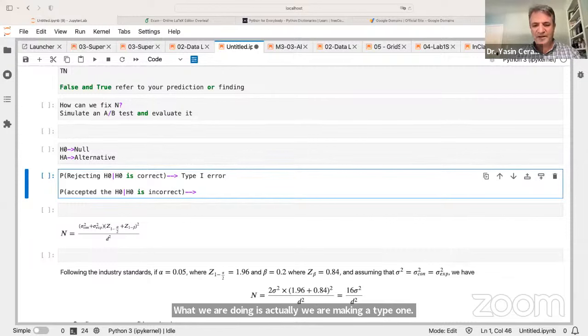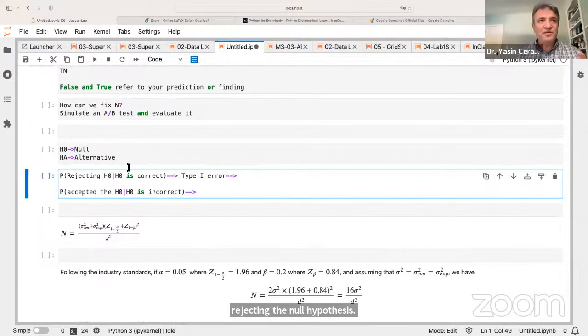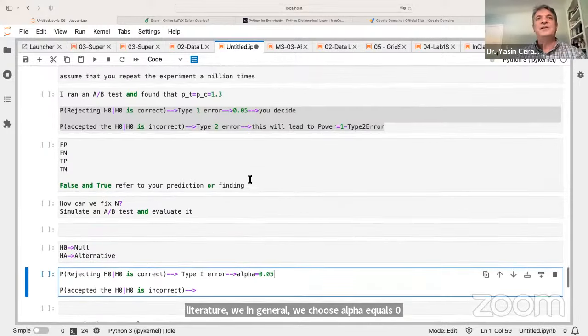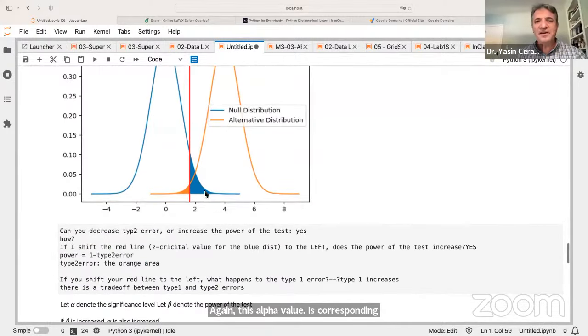So when the null is correct, we are incorrectly rejecting the null hypothesis. That is a type 1 error. The probability of rejecting the null hypothesis when it is correct is equal to this alpha value, the alpha value that we choose. In general, in literature, we choose alpha equals 0.05. Again, this alpha value corresponds to this blue area. If this is a two-sided, two-tailed test, then this is going to be alpha over 2. Or you can simply say your alpha is 0.1, and this area will be equal to 0.05, right?